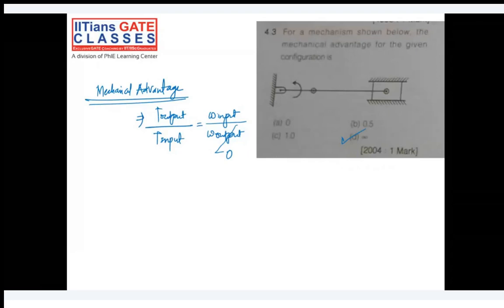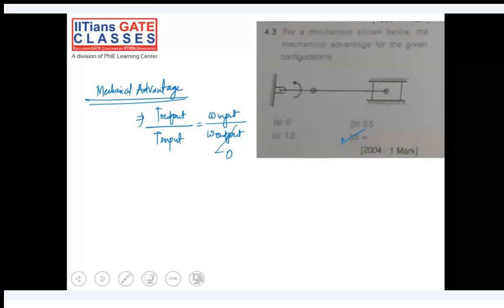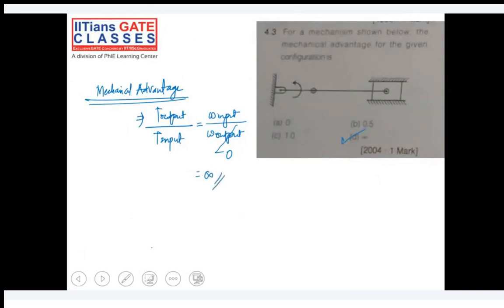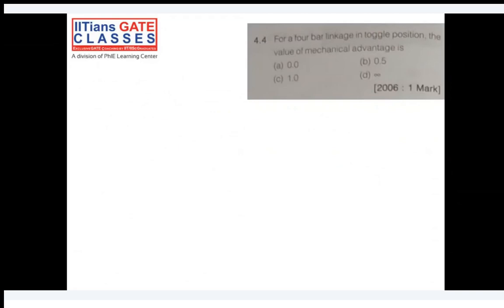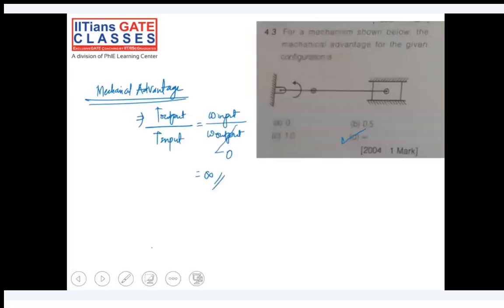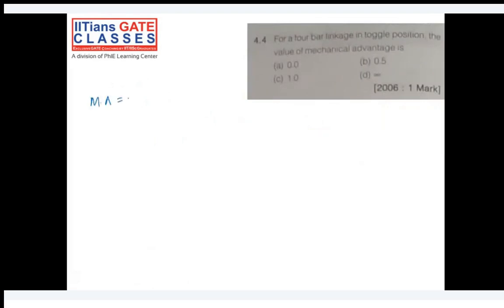For a 4-bar linkage in a toggle position, the value of mechanical advantage. Again, a question on mechanical advantage. Okay, so same formula I will rewrite here. That is mechanical advantage is equal to omega input divided by omega output. Okay, so let's consider this 4-bar chain maybe. So first link, second link, third link, and fourth link.